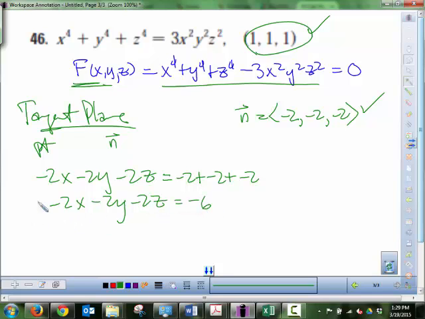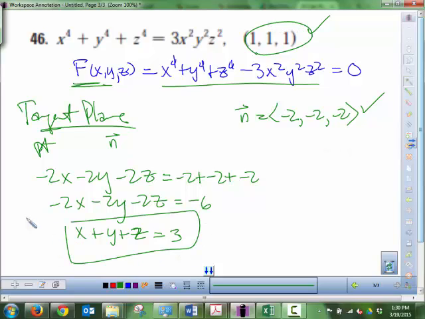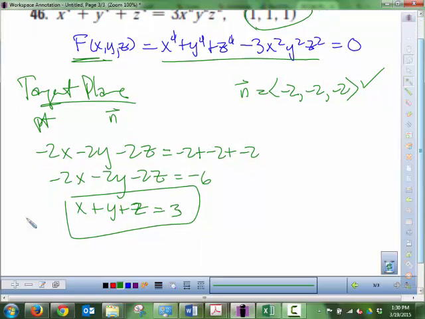And if you simplify this, you'll see that had you used 1, 1, 1 here, you would have gotten the exact same equation, right? So by that I mean if you factor out a negative 2 and then cancel both sides by negative 2, you have x plus y plus z is equal to 3. And if you would have made this 1, 1, 1 instead of negative 2, negative 2, negative 2, you would have gotten the same answer. Okay? We can also think of this as z is equal to 3 minus x minus y if you want.